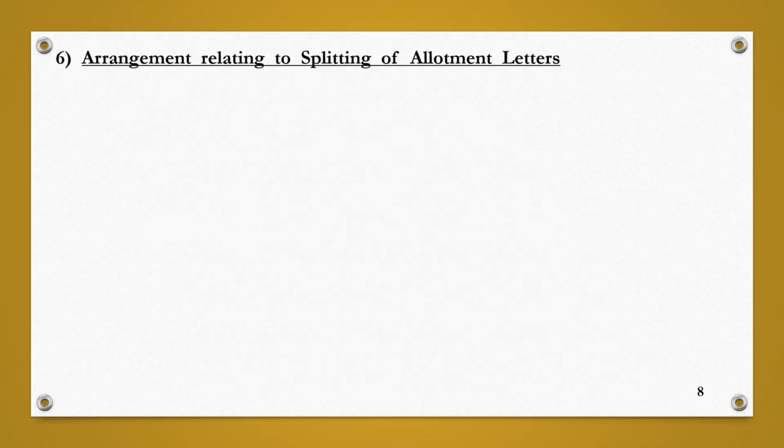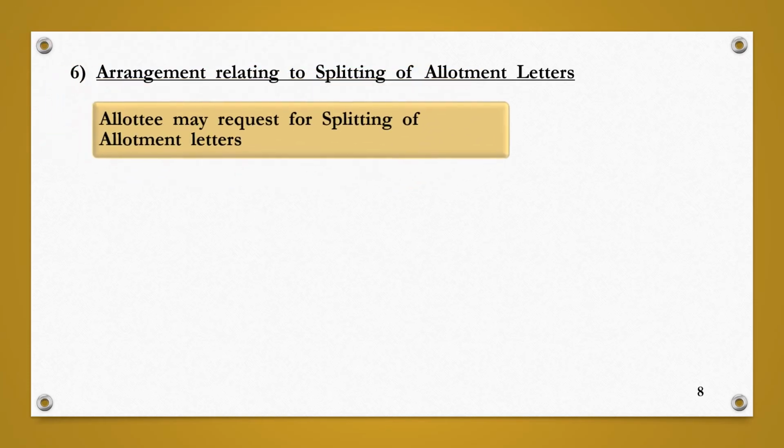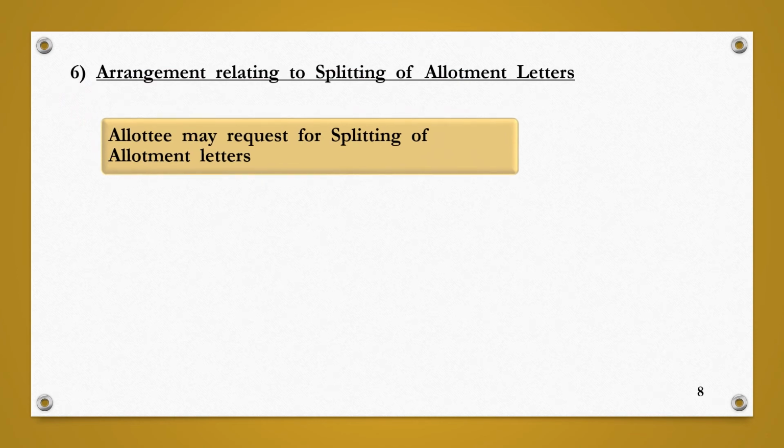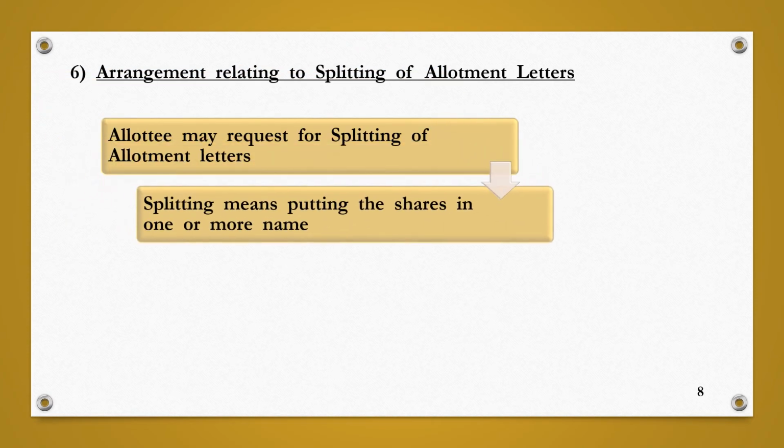The sixth step is arrangement relating to splitting of allotment letters. Sometimes the allottees, that is, the applicants who have been allotted shares, request the company for splitting of allotment letters. Now, we need to understand the meaning of splitting letter. The term splitting letter means putting the shares in one or more names. However, even splitting of allotment letters requires the approval of the Board of Directors.